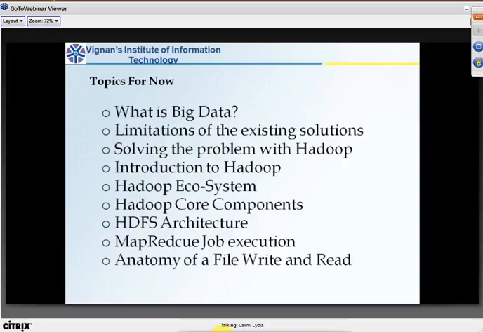And if time permits, we are going to cover the core components and HDFS architecture, how the MapReduce job execution happens, and what the anatomies of file read and write are. But only if time permits can we go for MR code execution and all.